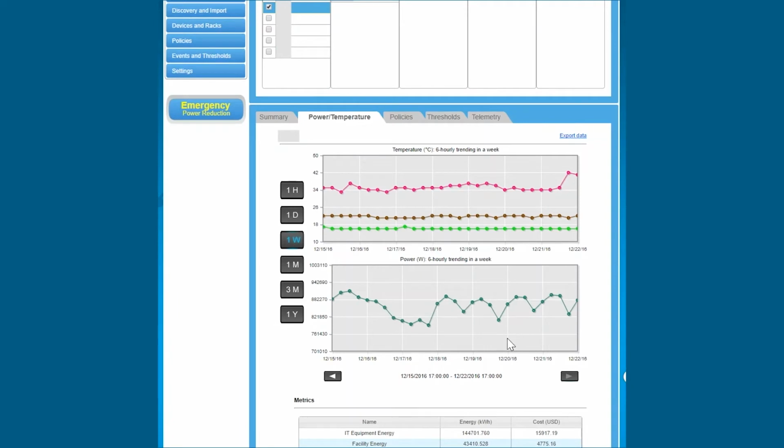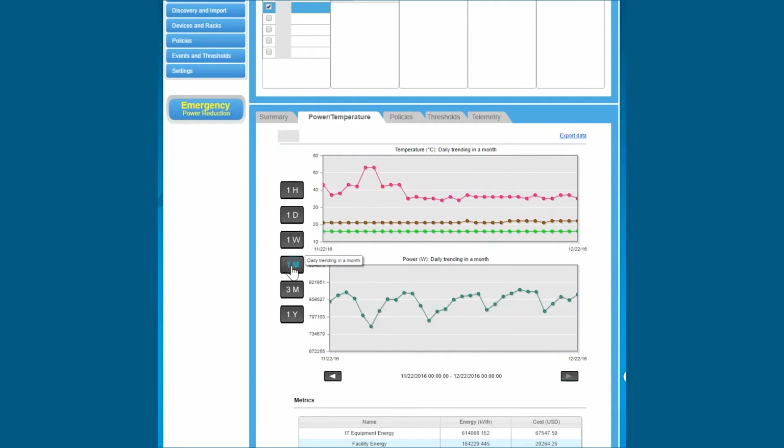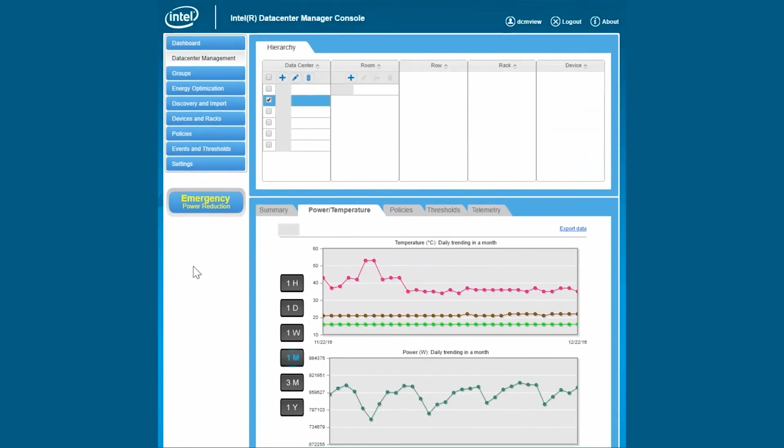We can even look at a monthly trend, and here we get an interesting picture. These big mountains are the prime time in the middle of the week, and these valleys are actually the weekends. So you can see the power consumption of this data center is fluctuating quite a lot, between 760 kilowatts to, let's take the peak here, 900 kilowatts. So that's a difference of 140 kilowatts from the low utilization times in this data center to the highest times of utilization in this facility.